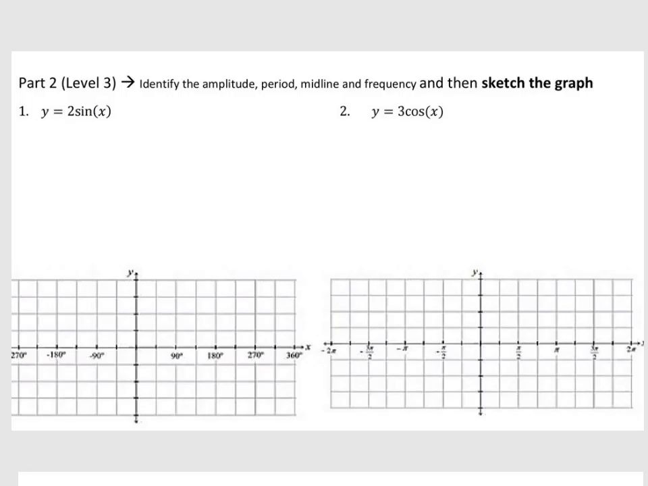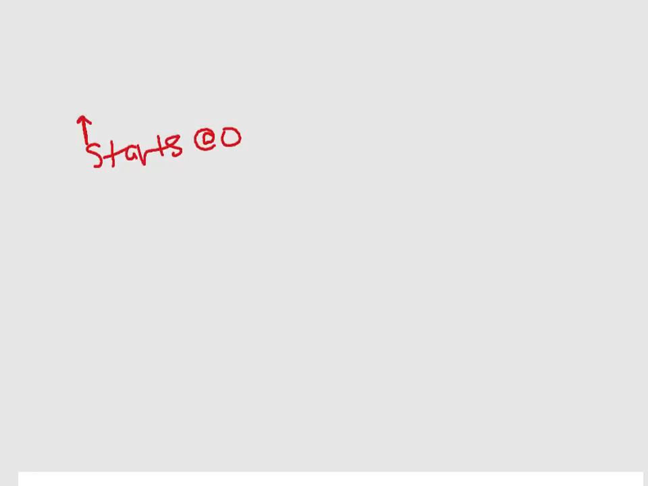Okay, so it's going to ask some questions like that, but the gist of it is being able to graph these functions. So we have y equals sine of x, and that's multiplied by 2. So y equals 2 sine of x. We know sine starts at 0, so we're going to start right in the middle.